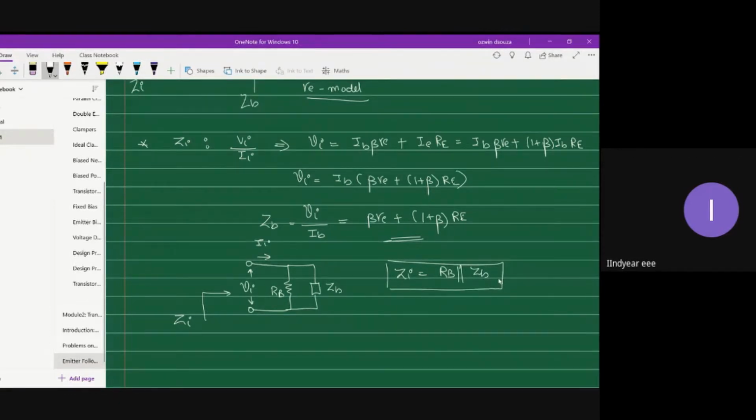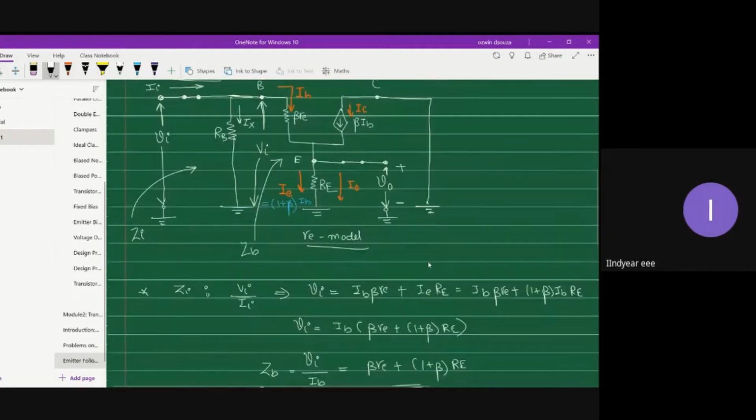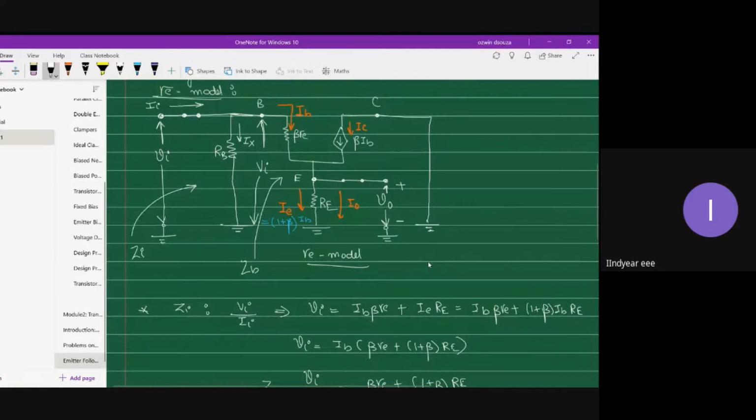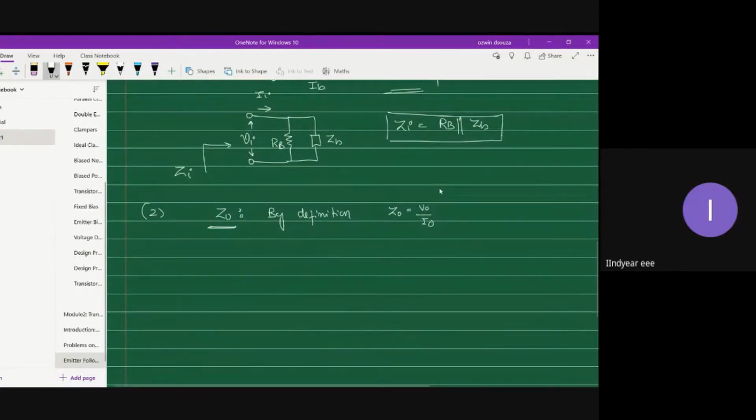Fine, so we have found the input impedance. Now let us find the output impedance, Z0. By definition, Z0 is V0 by I0. Now, if you look at it, the output circuit is again not straightforward. You have a current source and you have an emitter resistor, and this emitter resistor is common to the input circuit as well as the output circuit. So there is some level of complexity in the circuit.